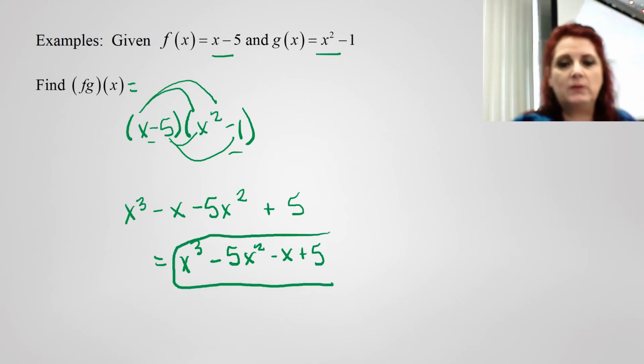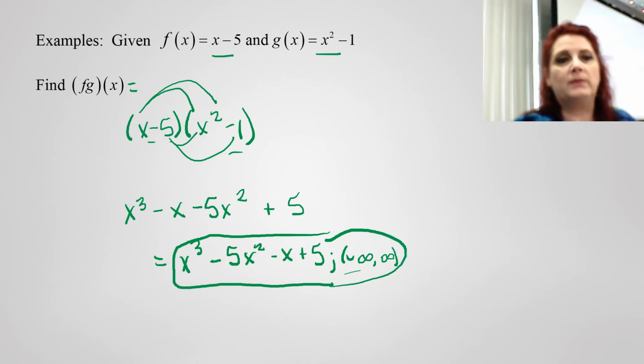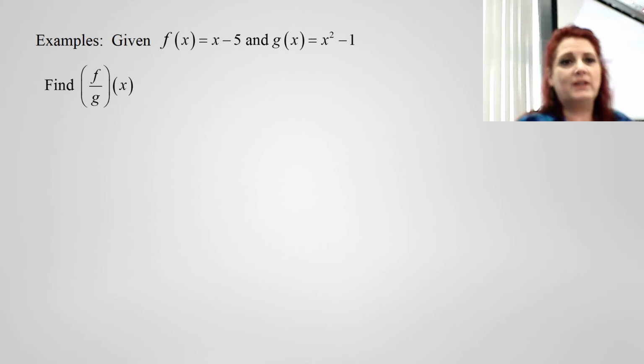And that's my answer. Oops, let's give our domain. Once again, I have no restrictions, so it's -infinity to infinity. And there we go. All right, so now we're getting into the division. This is going to be my numerator. This is going to be my denominator. So I'm going to have x minus 5 divided by x squared minus 1.